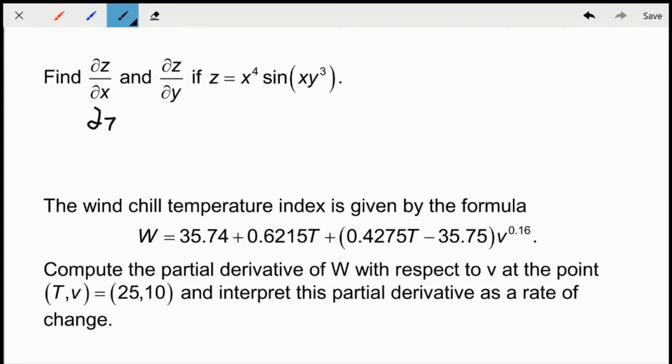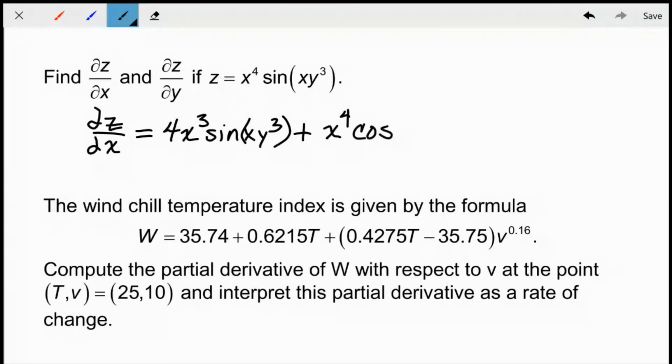So my del z del x is going to be the derivative of this expression as if y was held constant. I'm going to have a product rule here this time. So 4x cubed sine xy cubed. And then for the second part of this, I have x to the fourth times the derivative of this sine expression. So that would be x to the fourth times the cosine of xy cubed. And then using my chain rule, the derivative of the inside is going to be y cubed. Okay, so that would be my x partial.